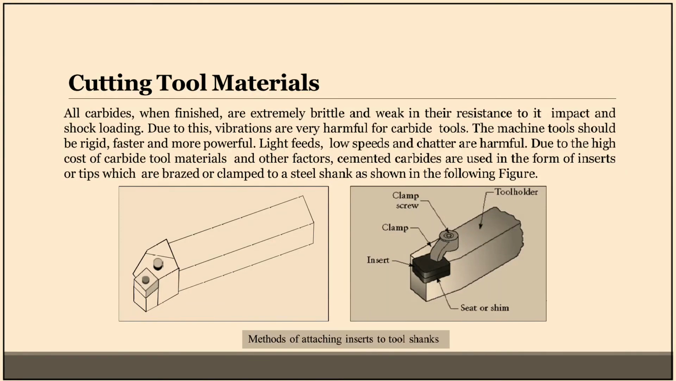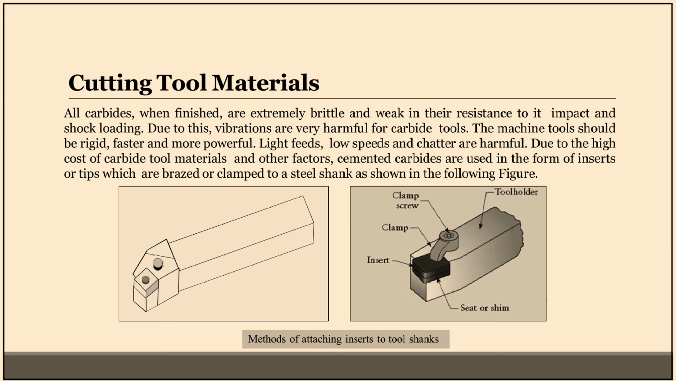Cutting tool materials. All carbides, when finished, are extremely brittle and weak in their resistance to impact and shock loading. Due to this, vibrations are very harmful for carbide tools. The machine tools should be rigid, faster and more powerful. Light cuts, low speeds and chatter are harmful.